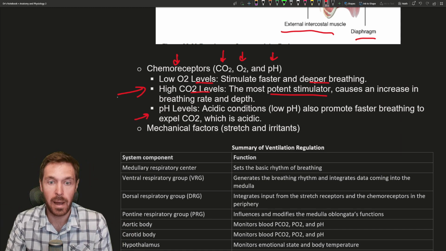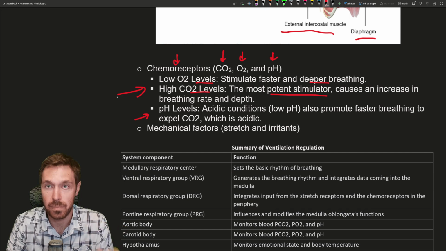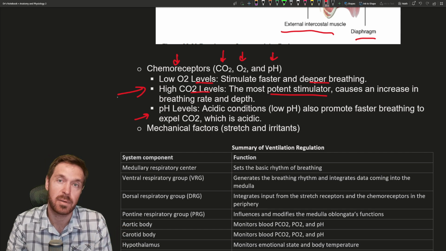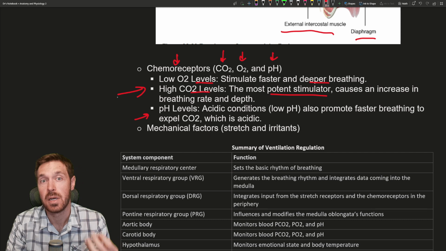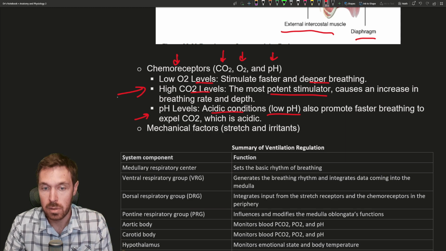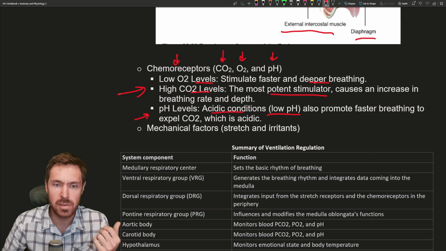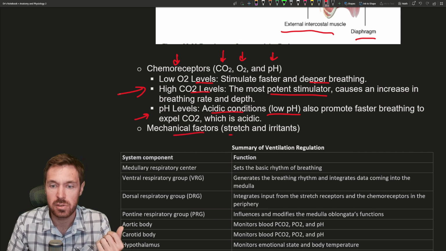pH is also a byproduct of CO2 going into the blood, but you can also release H plus ions via other mechanisms. Lactic acid fermentation, things like that, can also decrease the pH and make it more acidic. So remember, low pH means acidic, and usually that's from CO2, but it can also be from other means. And that also promotes faster breathing to get that CO2 out. And then there are also mechanical factors here, stretch and irritant.